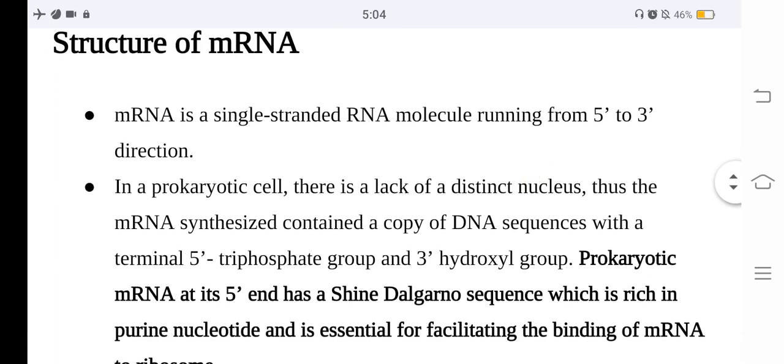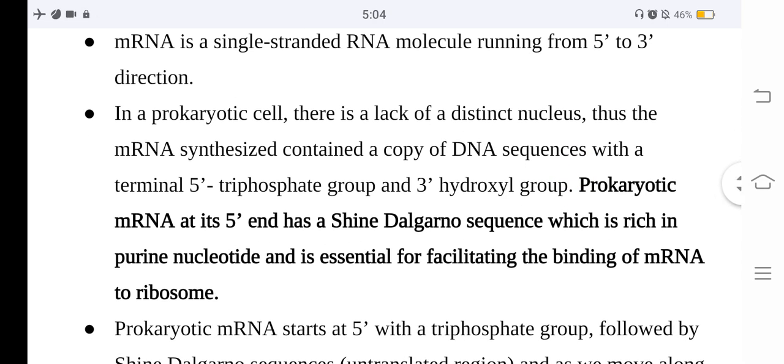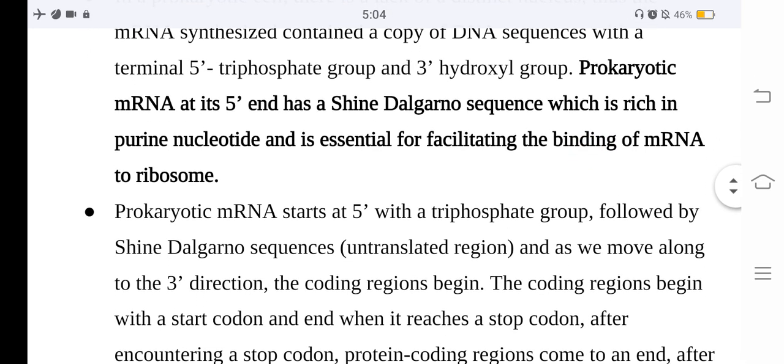Next, structure of mRNA. mRNA is a single-stranded RNA molecule running from 5' to 3' direction. In a prokaryotic cell, there is a lack of a distinct nucleus. Thus, the mRNA synthesized contains a copy of the DNA sequence with the terminal 5' triphosphate group and 3' hydroxyl group. Prokaryotic mRNA at its 5' end has a Shine-Dalgarno sequence which is rich in purine nucleotides and is essential for facilitating the binding of mRNA to the ribosome.